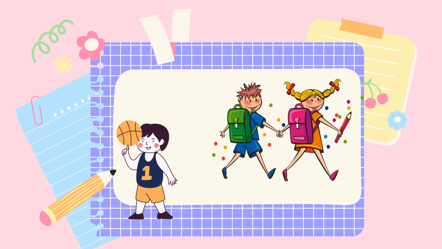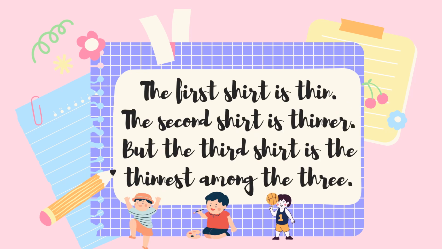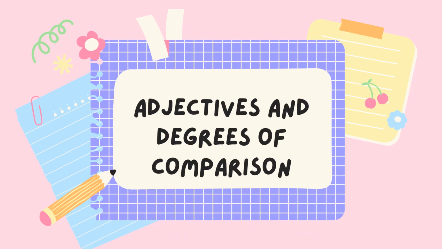Let me present to you the three sentences based from their conversation. The first shirt is thin. The second shirt is thinner. But the third shirt is the thinnest among the three. They used the underlined words thin, thinner, and thinnest to describe the shirts, and they also used the degree of comparison to describe them. This is what we are going to talk about in our lesson for today. It is all about adjectives and the degree of comparison.